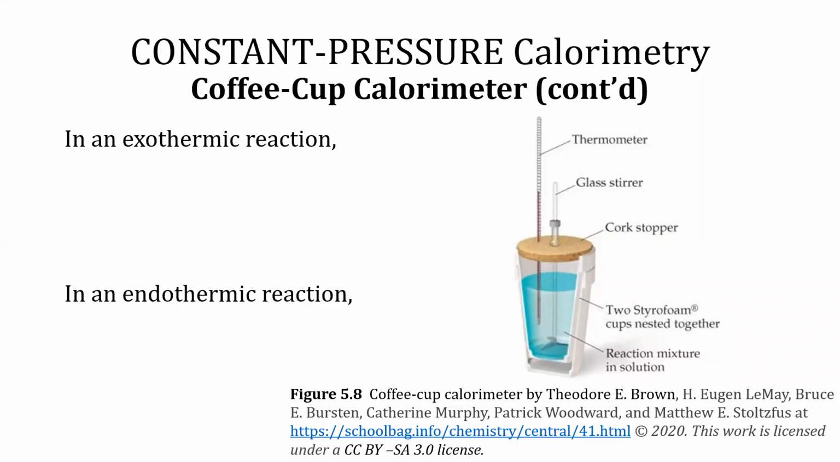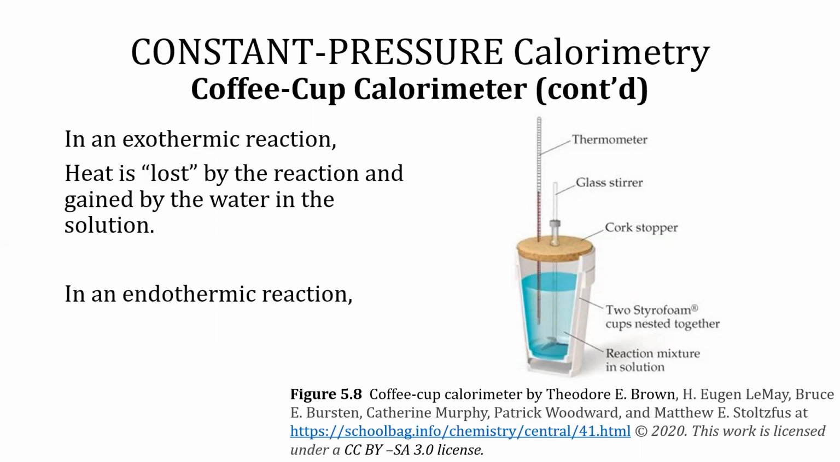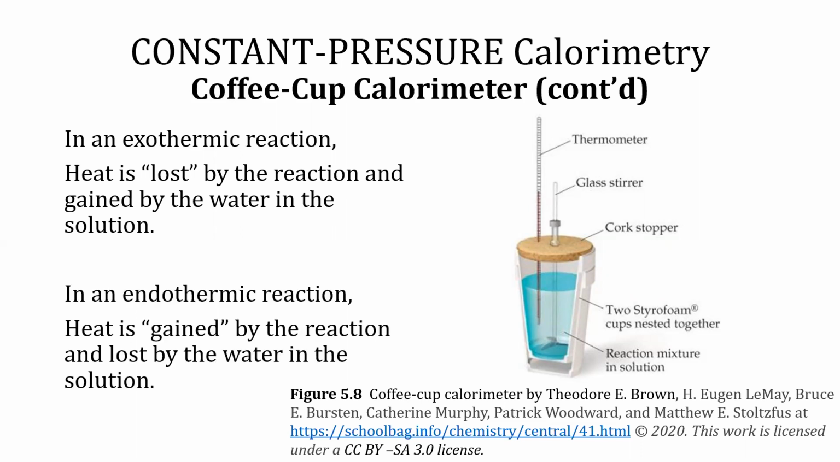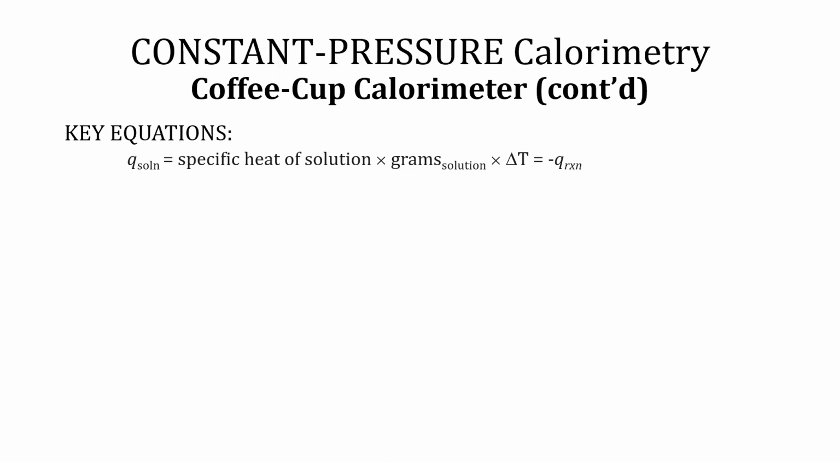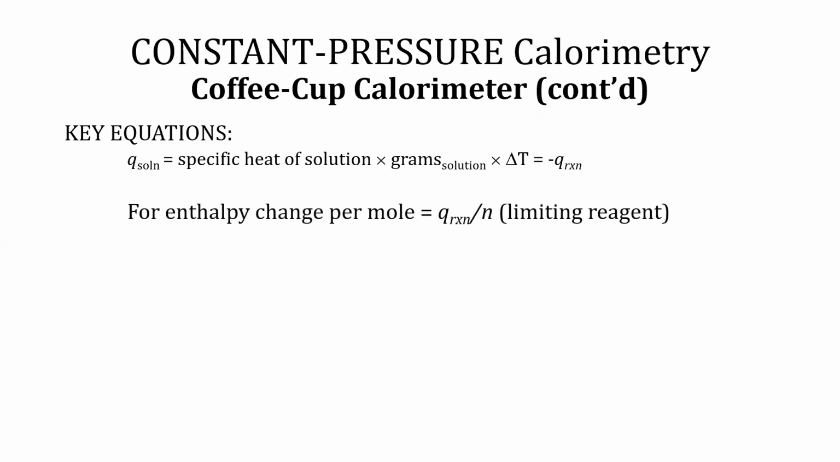In an exothermic reaction, heat is lost by the reaction and gained by the water in the solution. In an endothermic reaction, heat is gained by the reaction and lost by the water in the solution. Key equations are Q solution equals specific heat of solution times gram solution times delta T equals minus Q reaction. For enthalpy change per mole, it equals Q reaction divided by n.